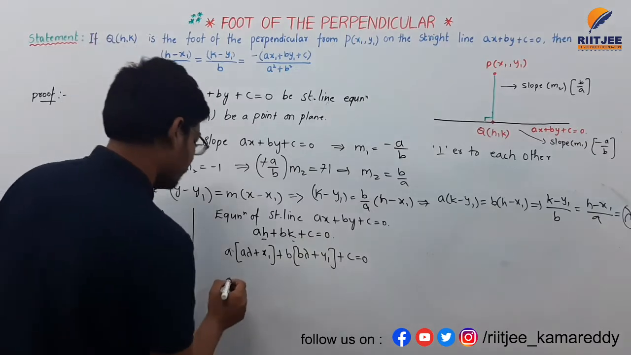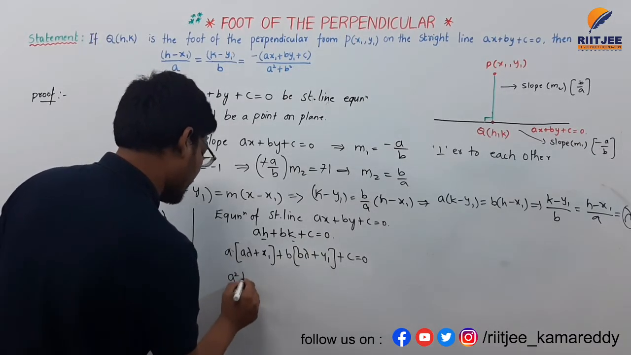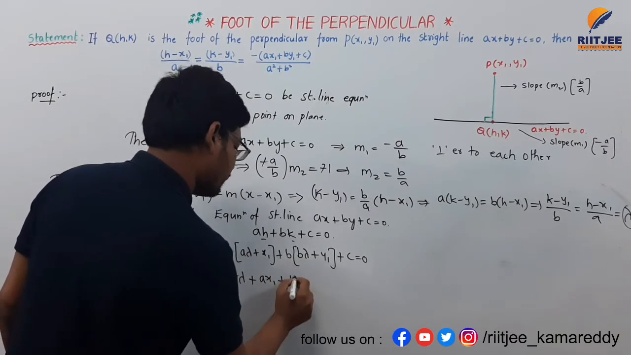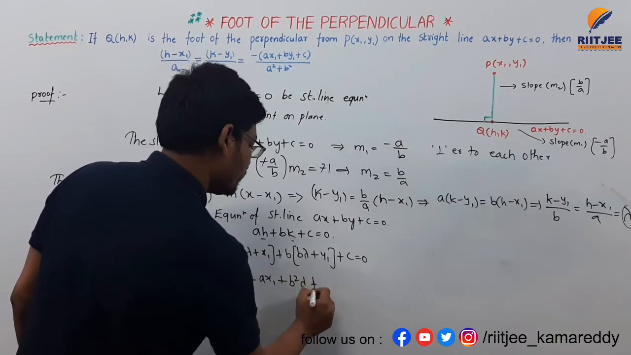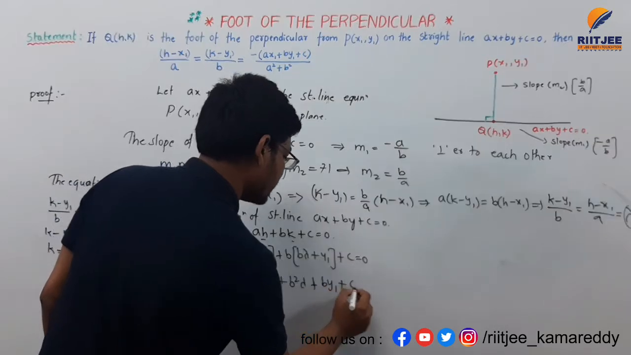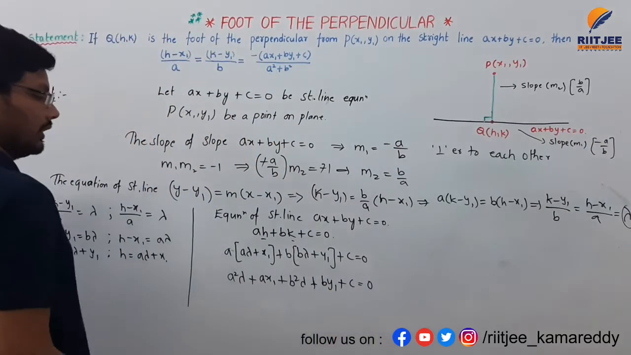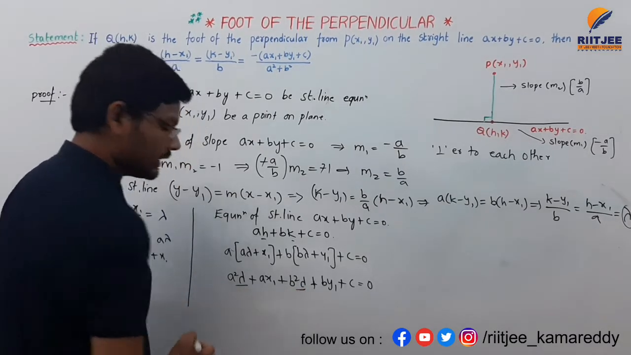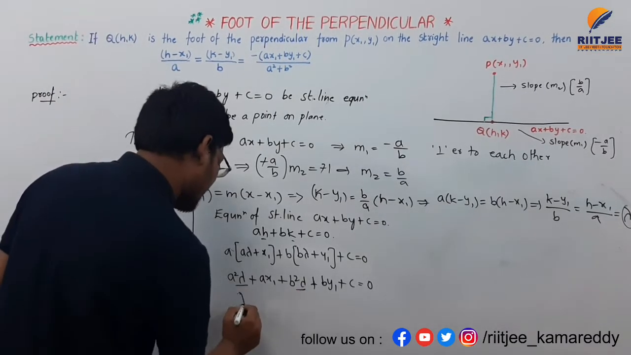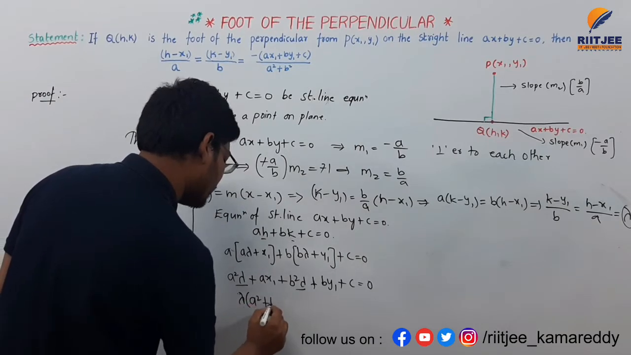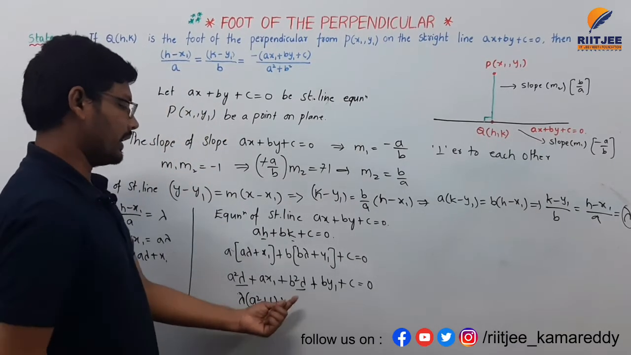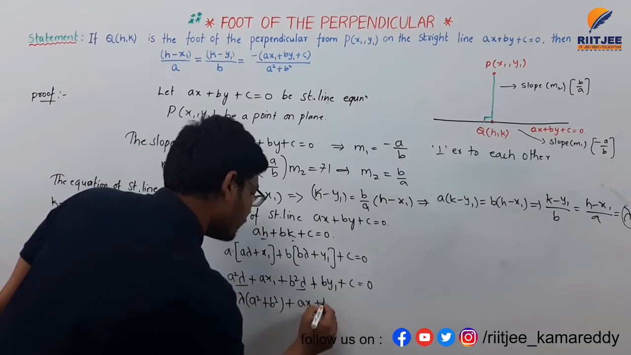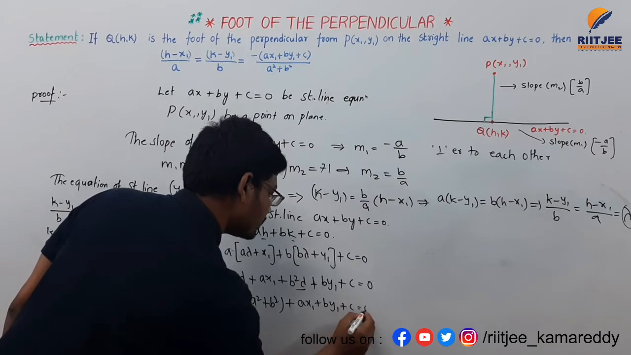Now multiply: a into a lambda plus a into x1 plus b into b lambda plus b into y1 plus c is equal to 0. And here take lambda as common. Two terms are there for lambda. If you take lambda as common, a square plus b square is the common value, and write the remaining terms beside: ax1 plus by1 plus c is equal to 0.